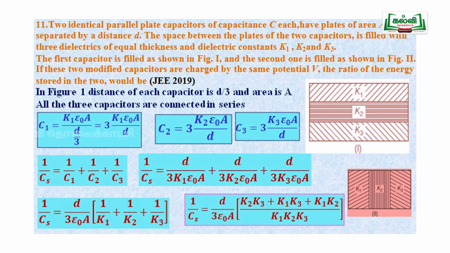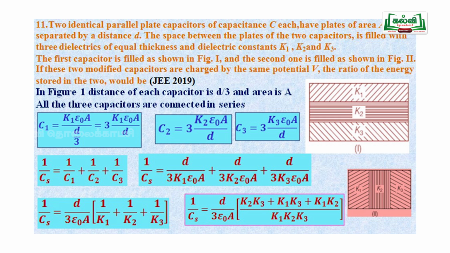Now the next question. We are given 2 diagrams. They are filled with 3 dielectric materials of dielectric constants K1, K2 and K3. If you look at the first diagram, K1, K2 and K3, all the 3 capacitors are connected in series. What is the capacitance of the first capacitor? C1 equal to K1 epsilon naught, area is the same, A, by the distance. The distance D is shared by the 3 capacitors, so the distance becomes D by 3. So, it reduces to 3 K1 epsilon naught A by D.